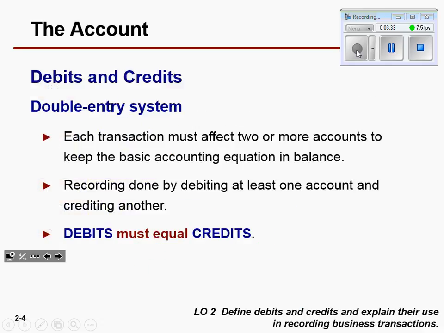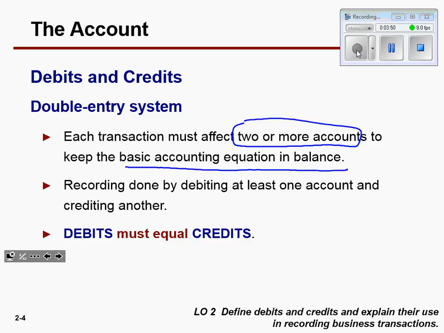A little bit more about debits and credits. Accounting, the way I'm going to teach you and the way the book outlines, is what's called the double entry system. So each transaction must affect 2 or more accounts to keep the accounting equation in balance. You have to debit at least one and credit at least one, and they always must equal.